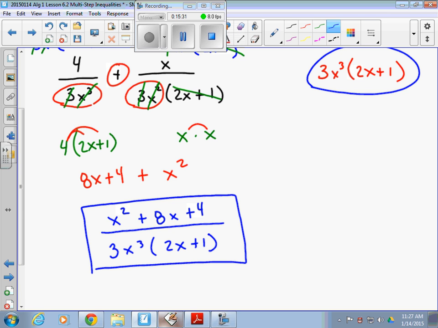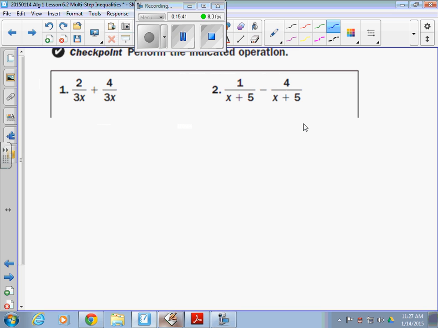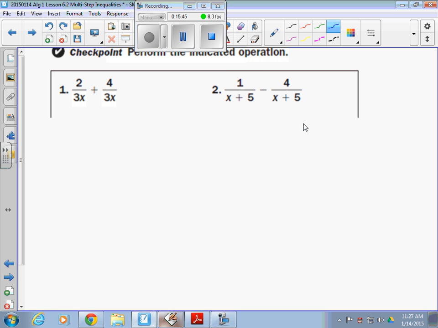When you subtract with unlike denominators, we'll actually go over subtraction tomorrow. We want to jump to, let's do the checkpoint problems real quick. Oh, in fact, we'll stop there. You can do those for homework.